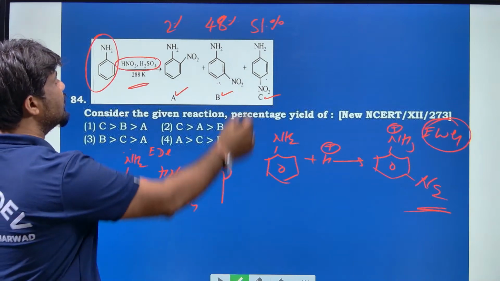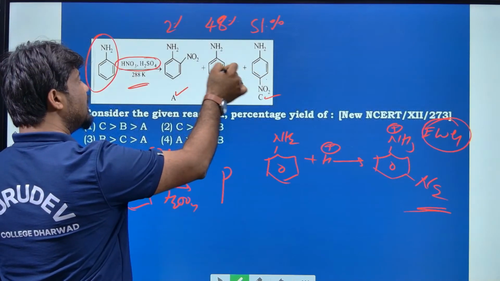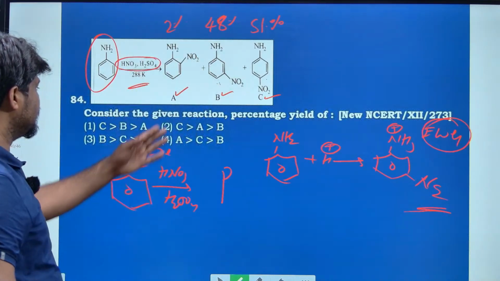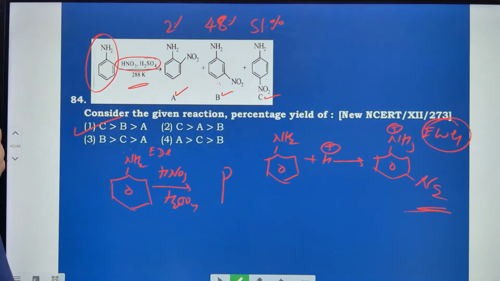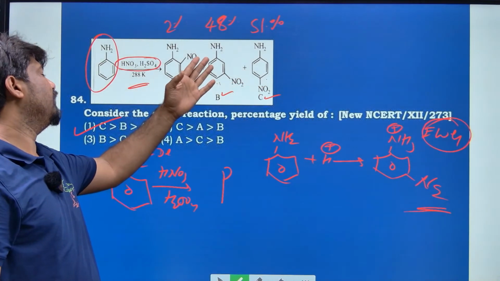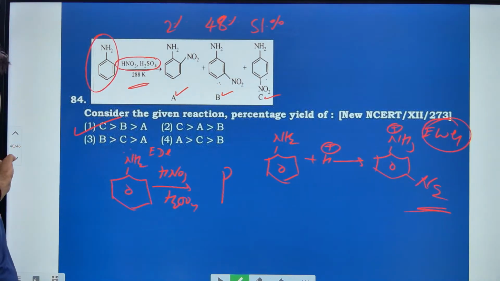So that is the reason why C is more, B is less, and A is very less. Hence, which is the right answer? Yes, option 1 is the right answer. Para will be more, meta a little less, and ortho will be very less. Well, let's go to the next problem.